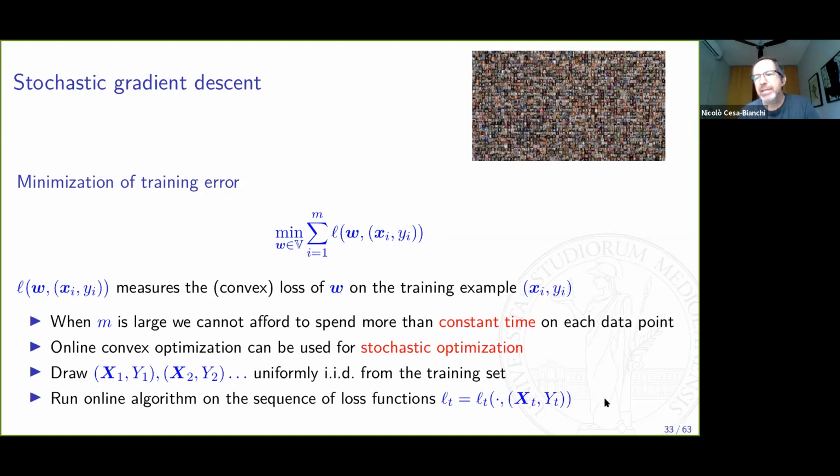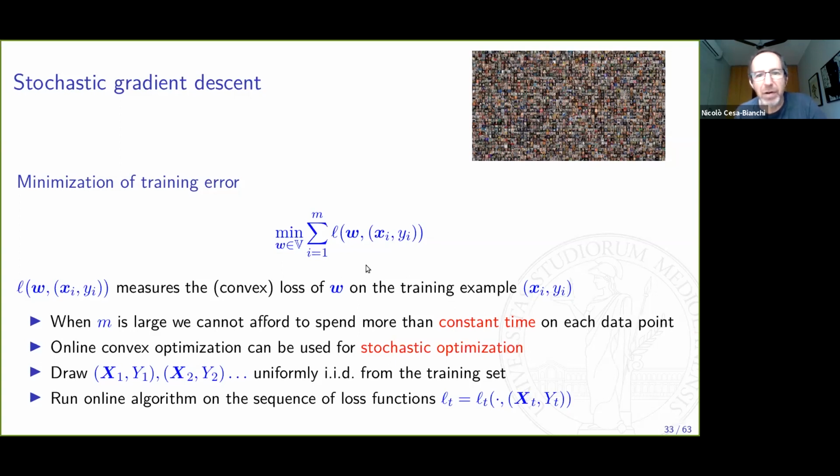This creates a sequence of convex losses induced by the training points that you sampled, and you can feed those to your online learning algorithm. In practice, maybe you want to draw just a single point, but you will use a mini-batched approach. But in essence, you are still using an online learning philosophy.